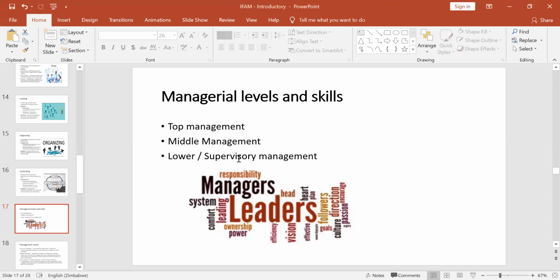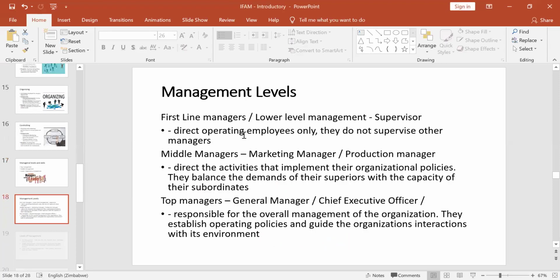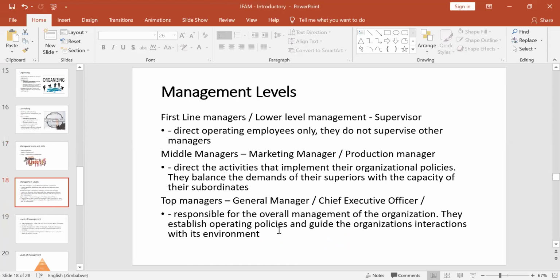So I was saying that there are three levels of management. Now, the first level of management, the top managers, I'm starting from the bottom of that page. Please just give me a moment.